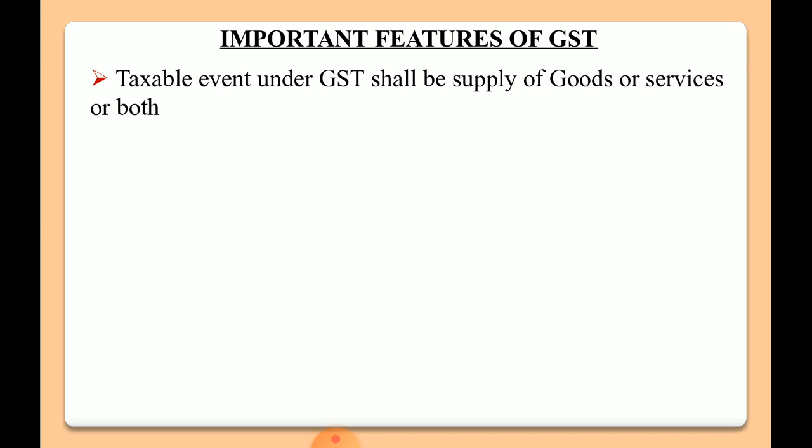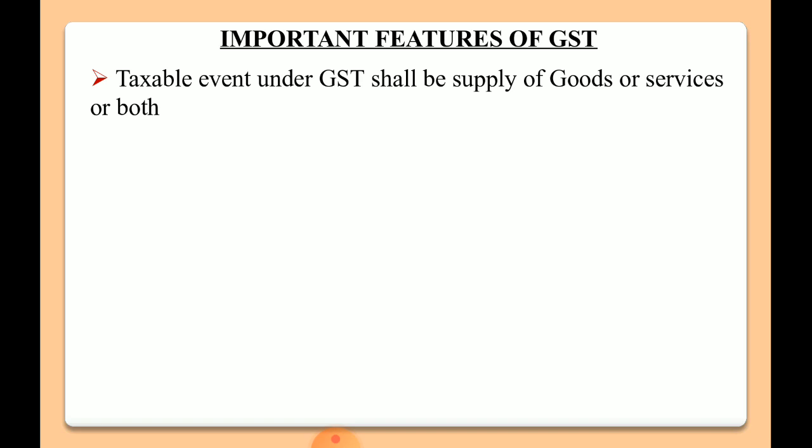The taxable event under GST is supply. The word supply is very important here, because if there is no supply, no GST will be applicable. GST is applicable on the supply of goods or services or both. It means the person will be liable to pay GST only when there is supply of goods or services, because supply is the taxable event under GST.